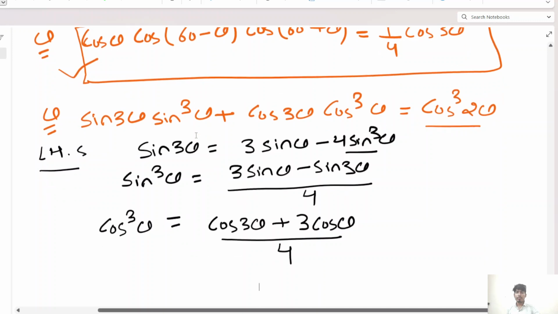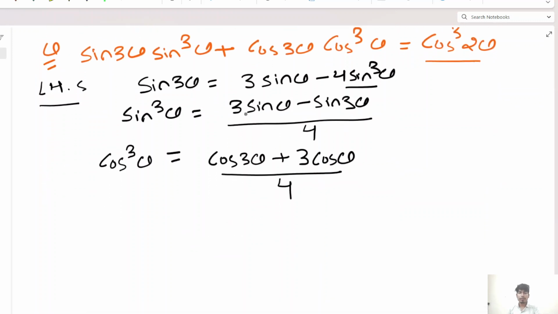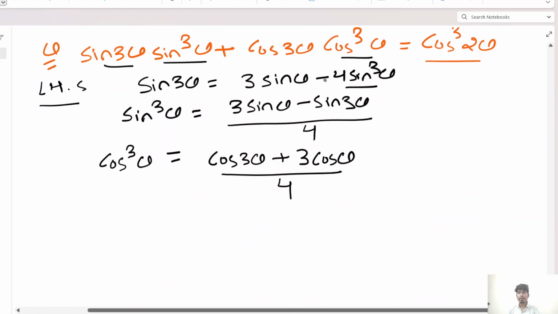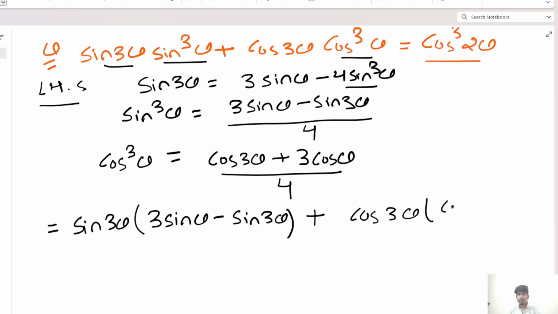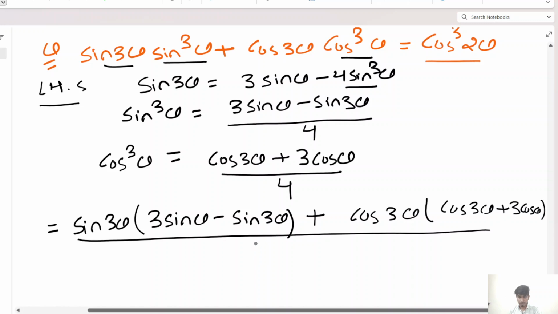Now what we do, these two values we put here, in place of sine cube theta and cos cube theta. Then what we get? Sine 3 theta into 3 sine theta minus sine 3 theta upon 4, plus cos 3 theta into cos 3 theta plus 3 cos theta upon 4. Here upon 4, complete 4.